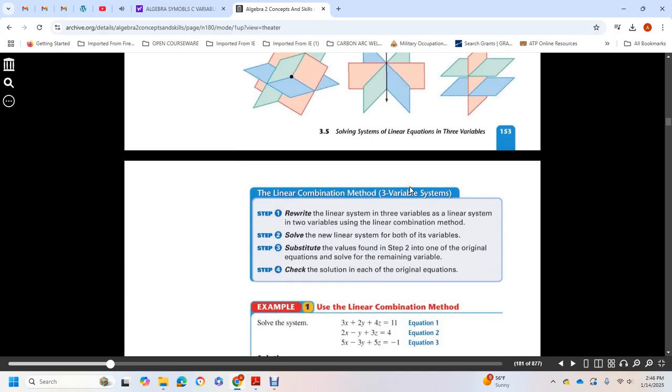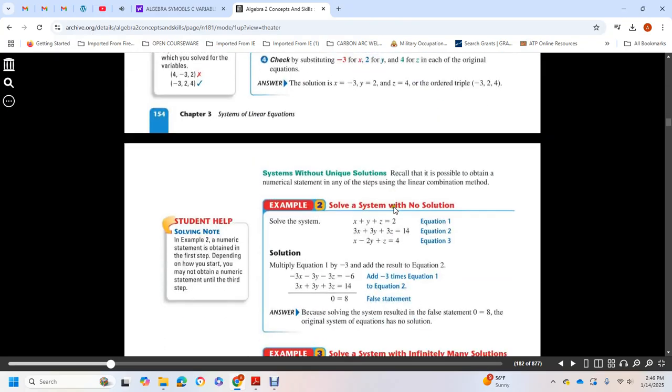Linear combination method for a three-variable system. Step 1, rewrite the linear system in three variables as a linear system in two variables using the linear combination method. Step 2, solve the new linear system for both of the variables. Step 3, substitute the values found in Step 2 into one of the original equations to solve for the remaining variable. Step 4, check the solution in each of the original equations.